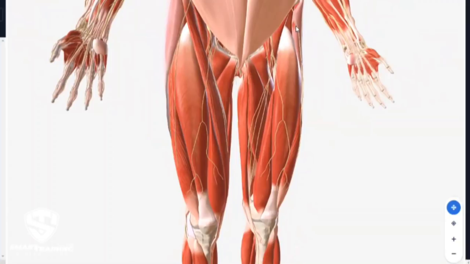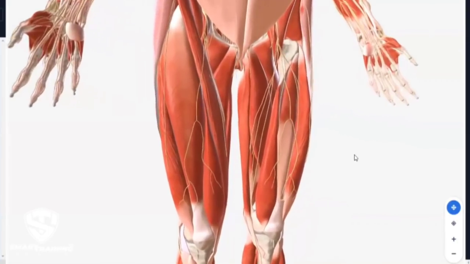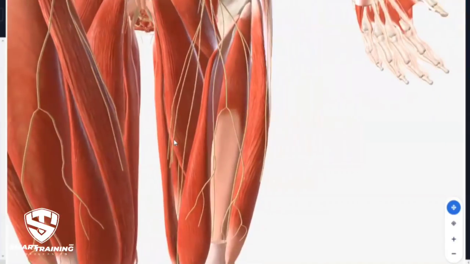That's called the tensor fascia lata. That is also a hip flexor. So the sartorius and the tensor fascia lata are two of the four hip flexors. The other one and a half, it's called iliopsoas, you can't see because it's underneath the abs. And then the middle of the quadricep is also a hip flexor. But what we're looking at is quadricep, four muscles. You can only see three of them from this view, because the fourth part of the quadricep is underneath those three fibers.